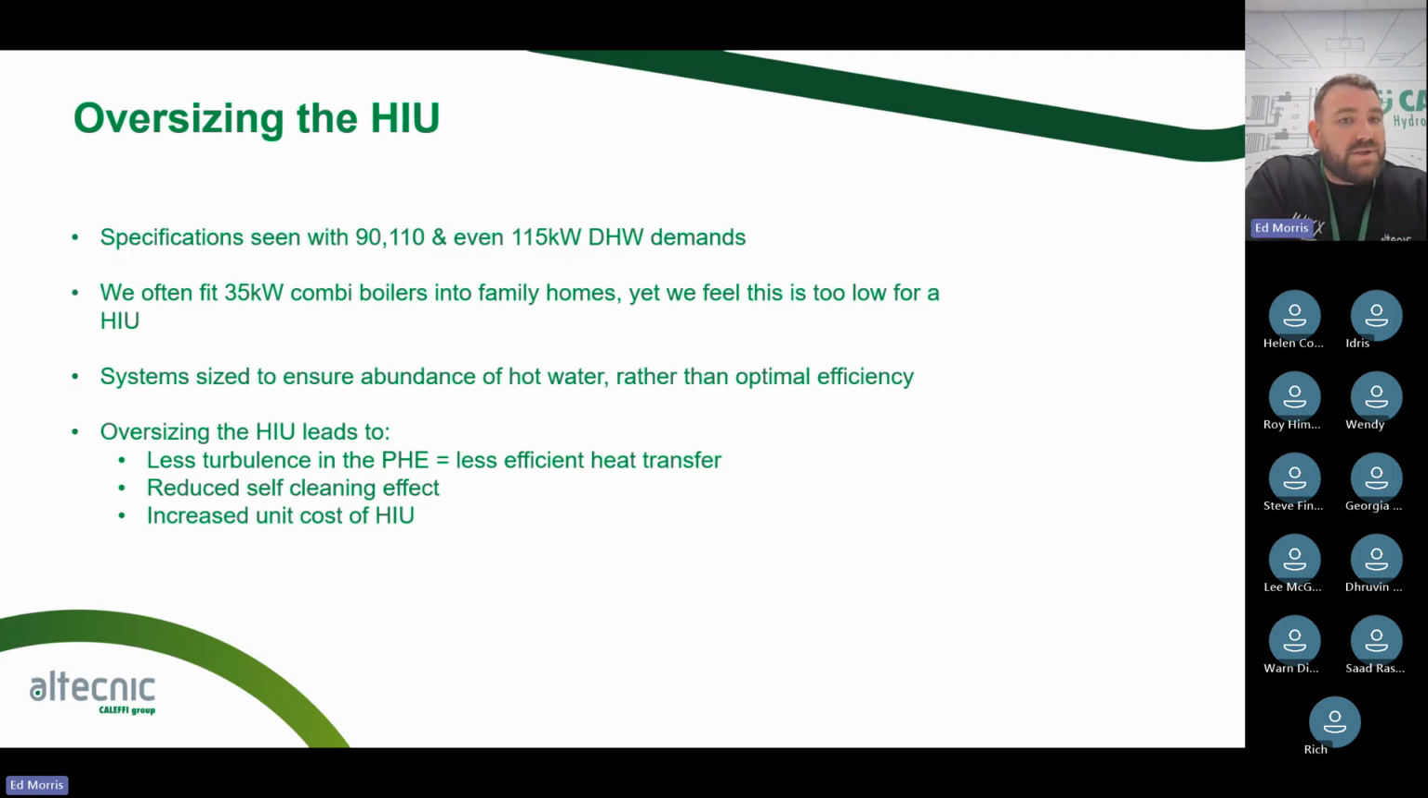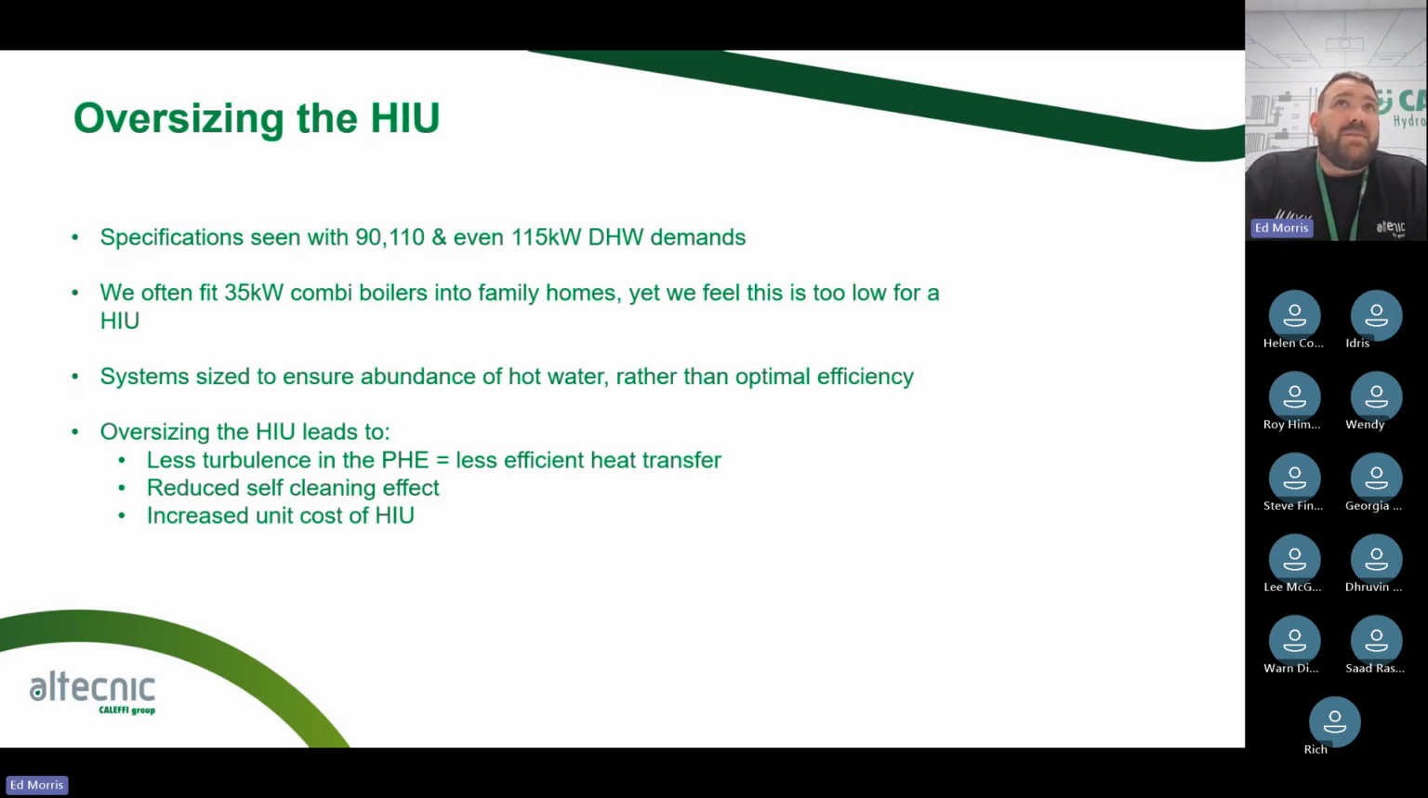Systems are sized to ensure an abundance of hot water rather than optimal efficiency. Obviously, we don't want people to have starvation of hot water. We want everyone to have as much hot water on demand as they can, but we can work that out and roll that into the optimum efficiency of the network. It just takes a bit of time, a bit of calculation. We just have to make sure we do that at the outset, to make sure we're sizing the plant correctly for the HIUs and for the demands that we have.